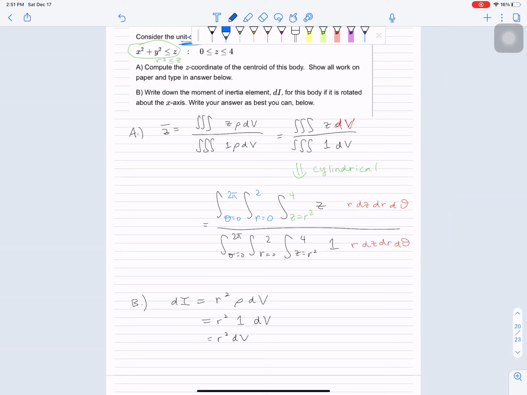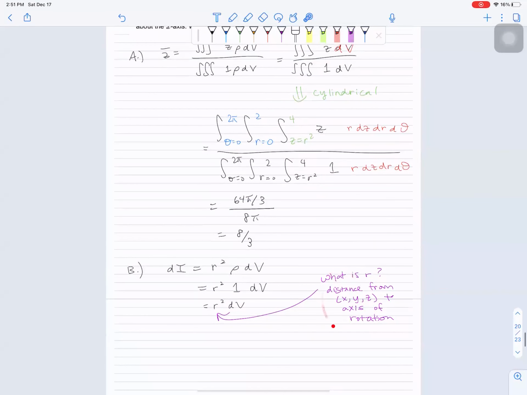What is r? That's the distance from any point x, y, z to the axis that I'm rotating about, the axis of rotation. So I look at my shape. Oh, and by the way, the final answer for part A was 64 pi over 3 on the top, ln 8 pi on the bottom, which gives me a final answer of 8/3.